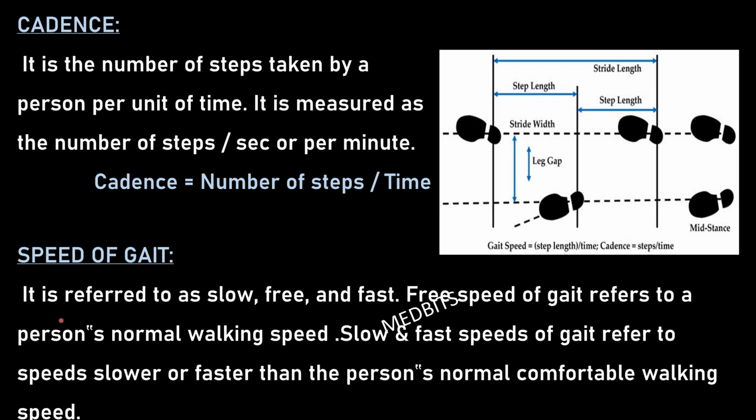Speed of gait. It is referred to as slow, free, and fast. Free speed of gait refers to a person's normal walking speed. Slow and fast speeds of gait refer to speeds slower or faster than the person's normal comfortable walking speed.